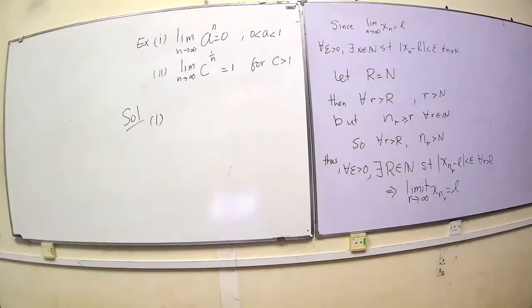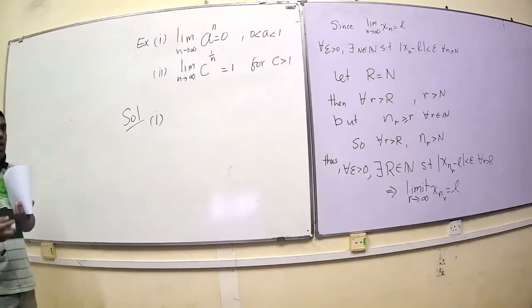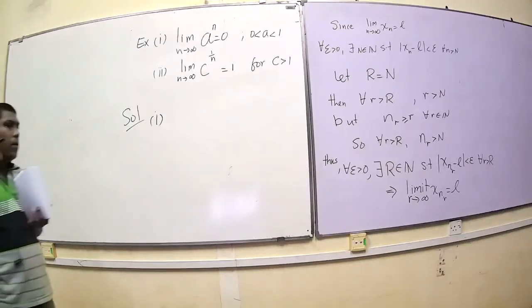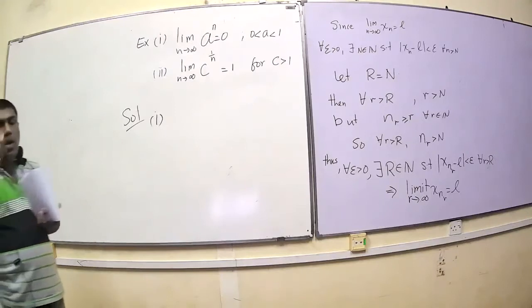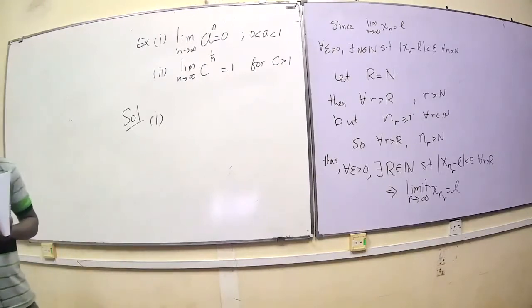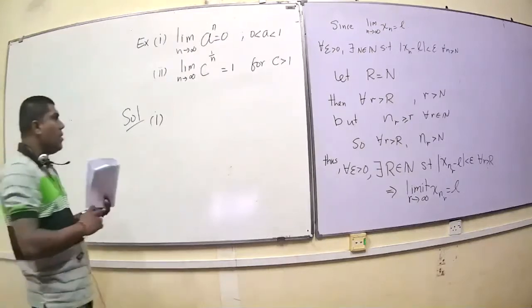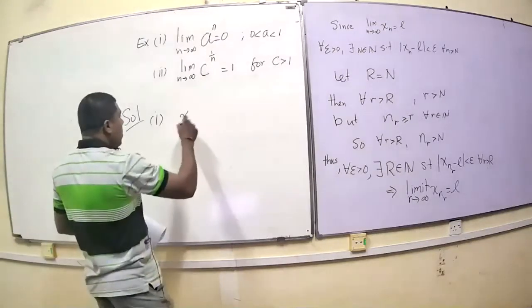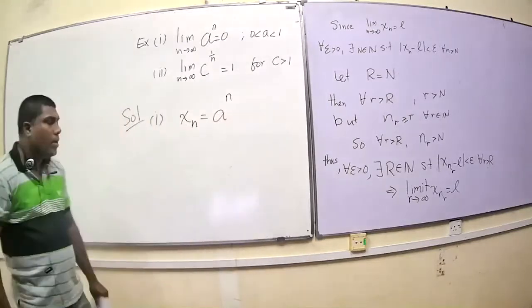Here I am going to use all the results I have learned already. I know about increasing sequences, boundedness, and the monotone convergence theorem. Now I know about subsequences as well. I'm going to use all of them to verify this result. So let x_n equal a to the power n.